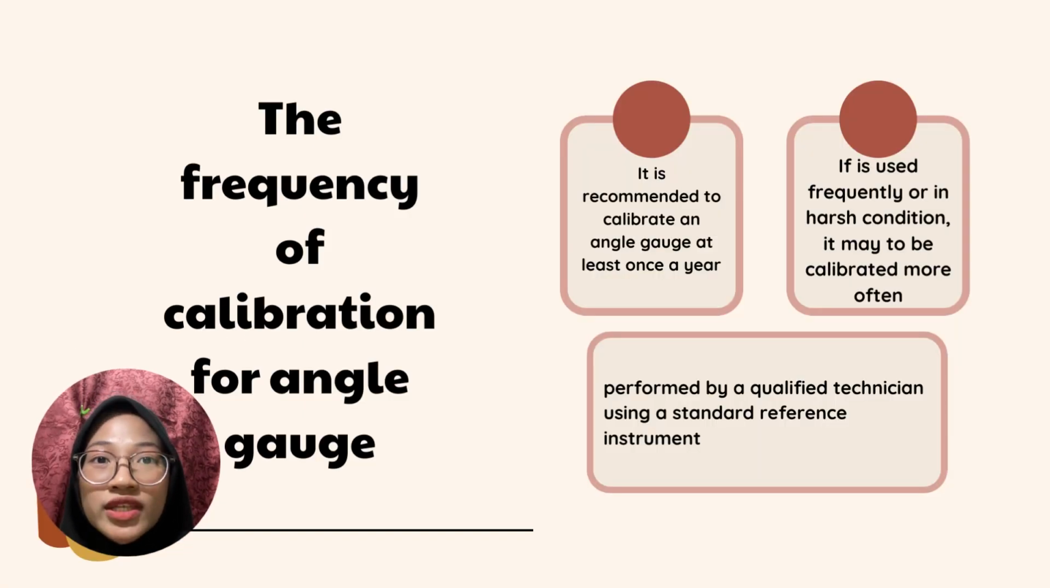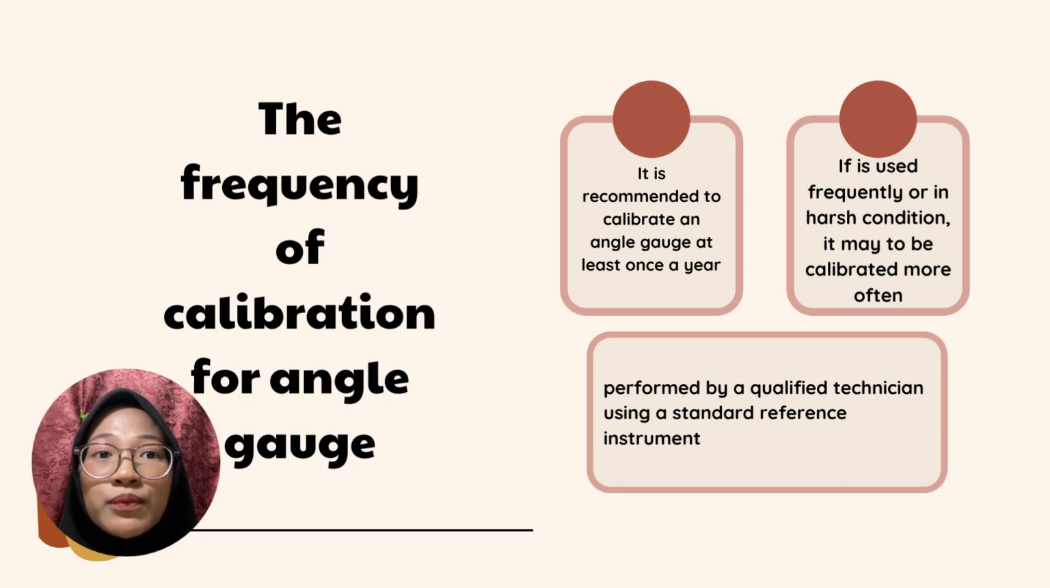Next is the frequency of calibration for the angle gauge. The frequency of calibration for an angle gauge depends on how often it is used and the level of accuracy required for the specific application. In general, it is recommended to calibrate an angle gauge at least once a year to ensure accuracy and provide quantitative data to ensure you can provide quality assurance for your customers. However, if the gauge is used frequently or in harsh conditions, it may need to be calibrated more often.